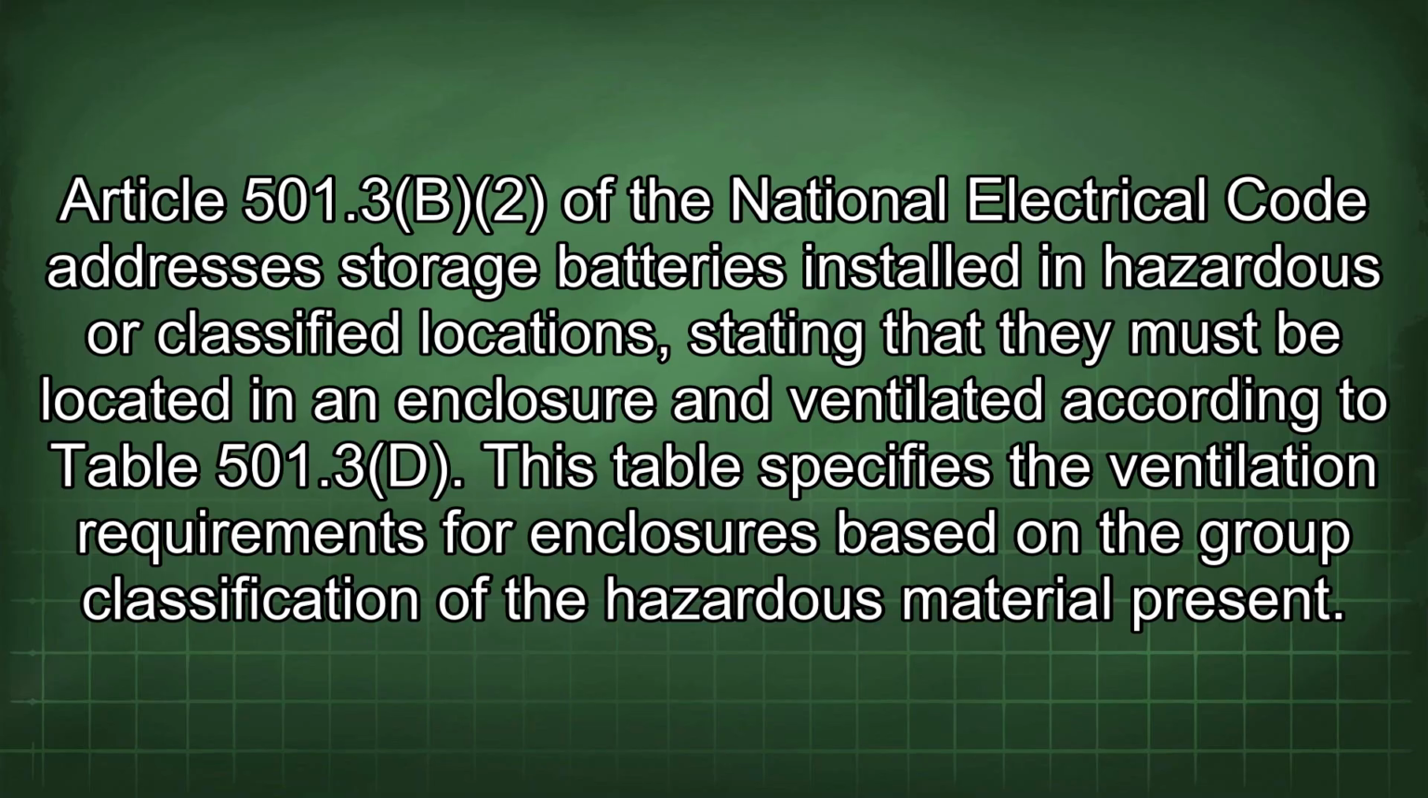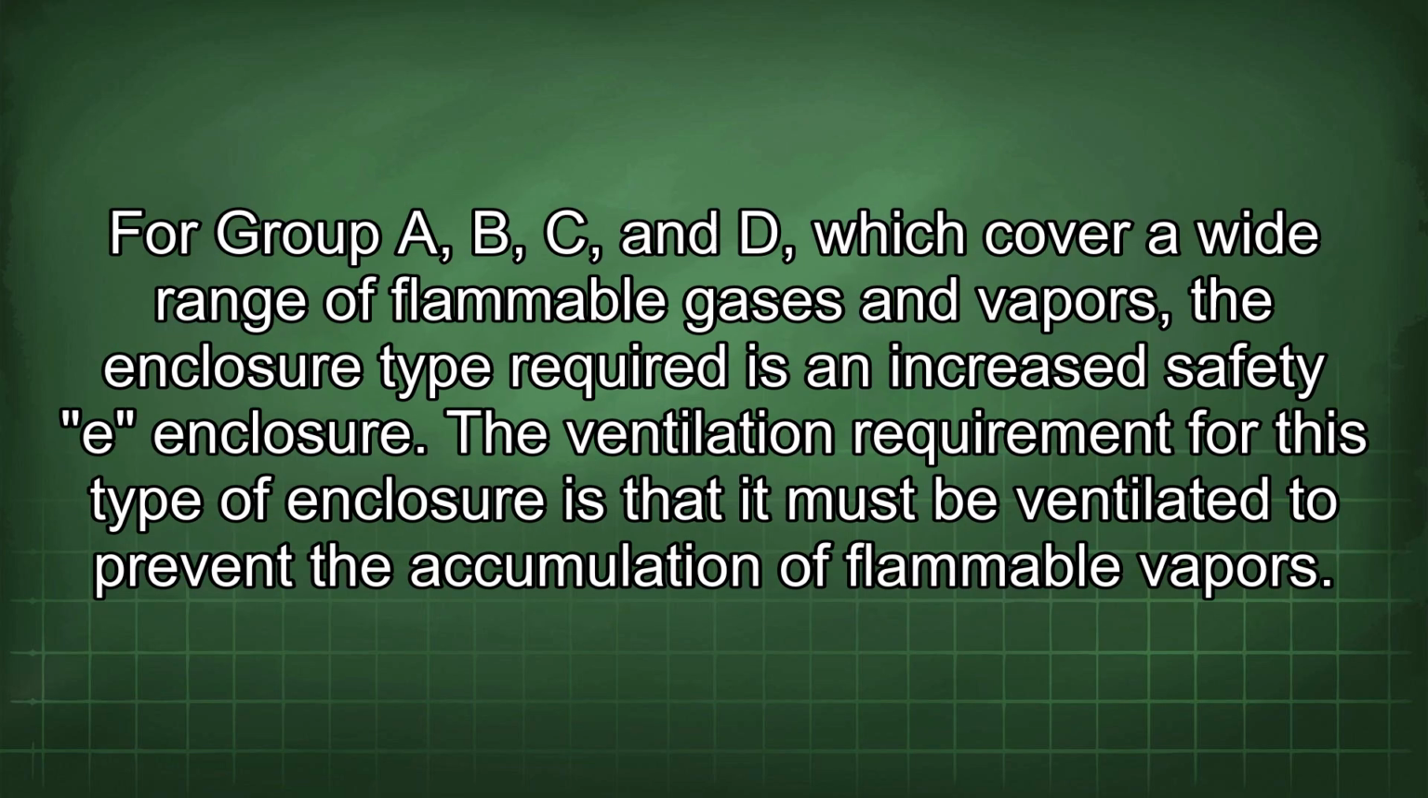Article 501.3b2 of the National Electrical Code addresses storage batteries installed in hazardous or classified locations, stating that they must be located in an enclosure and ventilated according to Table 501.3d. This table specifies the ventilation requirements for enclosures based on the group classification of the hazardous material present. For Group A, B, C, and D, which cover a wide range of flammable gases and vapors, the enclosure type required is an increased safety enclosure.